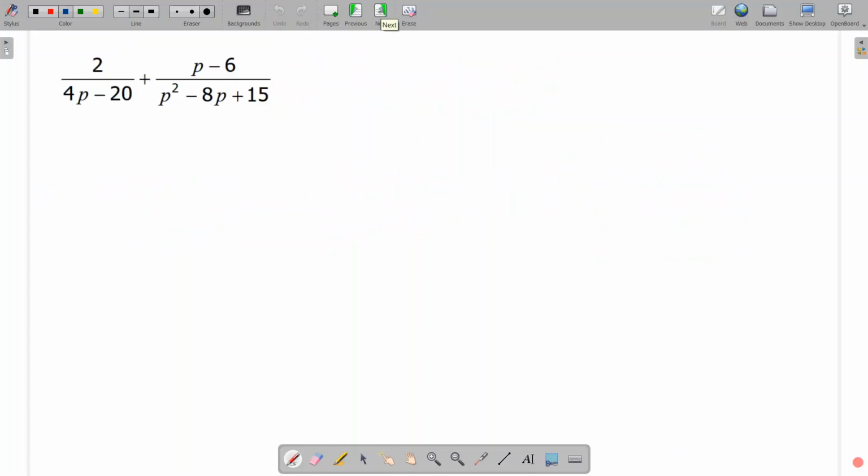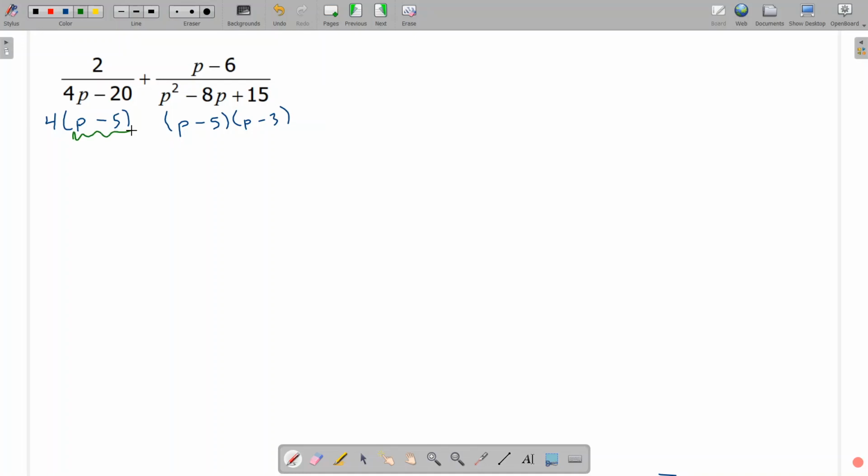Okay, this is going to be our very last one for today. So let's start by looking at our structure again. Let's see, we can factor a GCF of 4 out here, which would leave a P minus 5. And I'm just doing this underneath at the bottom instead of writing it all out at the very beginning to save myself some steps. And this one over here, I could factor into P minus 5 times P minus 3.